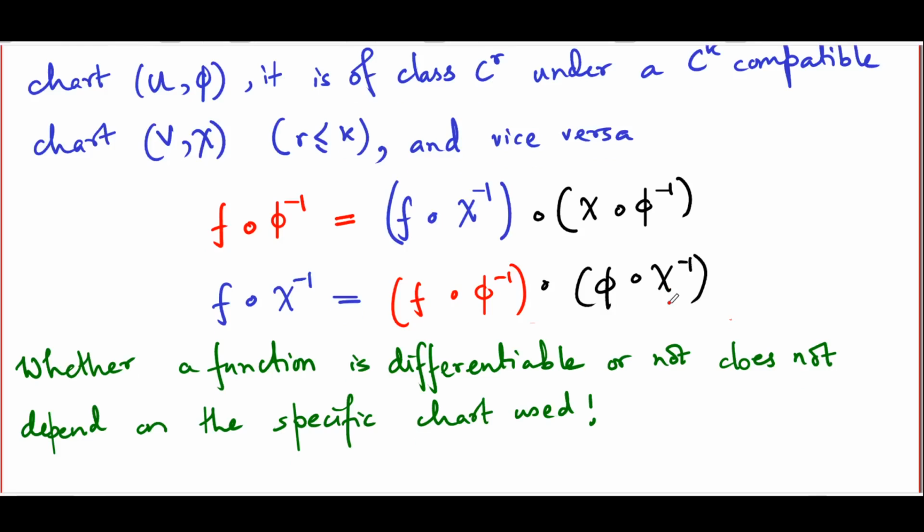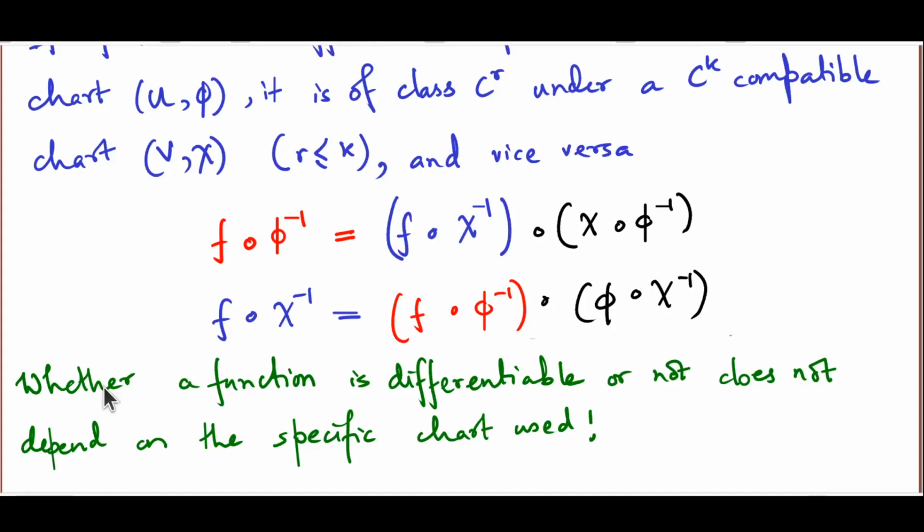Of course, you have to remember that if you have a Ck compatible pair of charts, then talking about differentiability of order which is larger than k does not make absolute sense. A function may be differentiable up to L times, where L is greater than k, according to one chart, and fail to be differentiable L times according to the other. So let me emphasize once again. If you have a pair of Ck compatible charts, then the most you can talk about is differentiability up to order k.